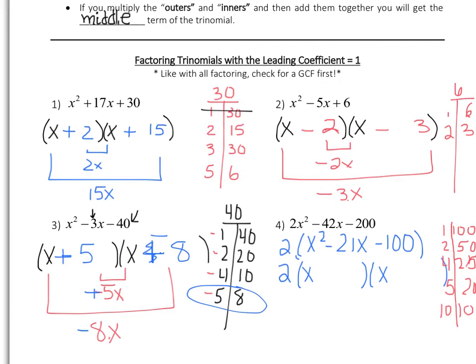What happens if you subtract them? 100 minus 1 is 99. 50 minus 2 is 48. 25 minus 4 is 21. That might be it. 20 minus 5 is 15, and 10 minus 10 is 0. So it looks like this is your pair. Now one has to be positive and one has to be negative. So we know that it's 4 and 25. And we said, well, we have to add to a negative 21. So we need to make this a positive 4 and a negative 25. And then we're done. All right, let's move on to the next page.